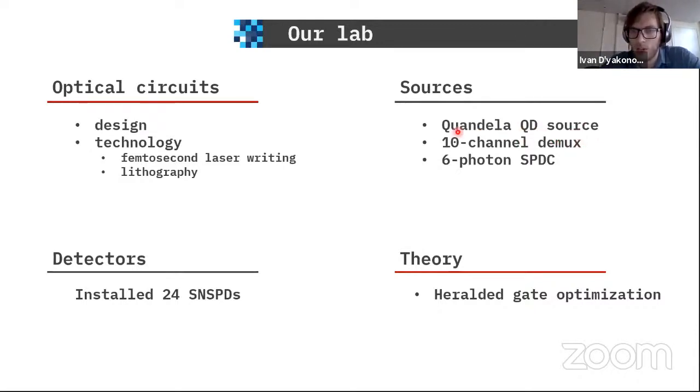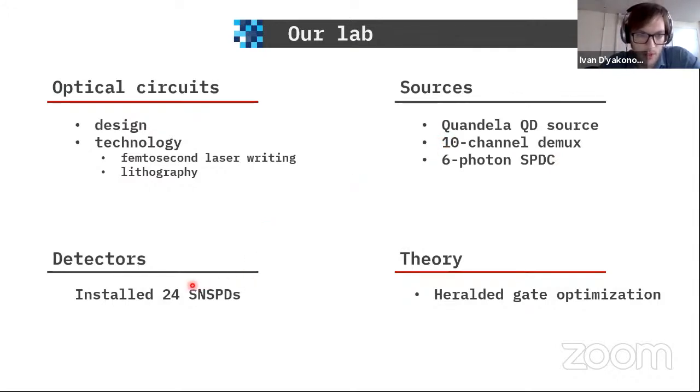We are also assembling a 10-channel demultiplexer to demultiplex the time sequence of single photon pulses into different, independent channels. And we also have our own 6-photon SPDC source, which is actually quite a basic one, used in different labs, like for example in the Xiaxong MAS, which was shown in the previous seminar.